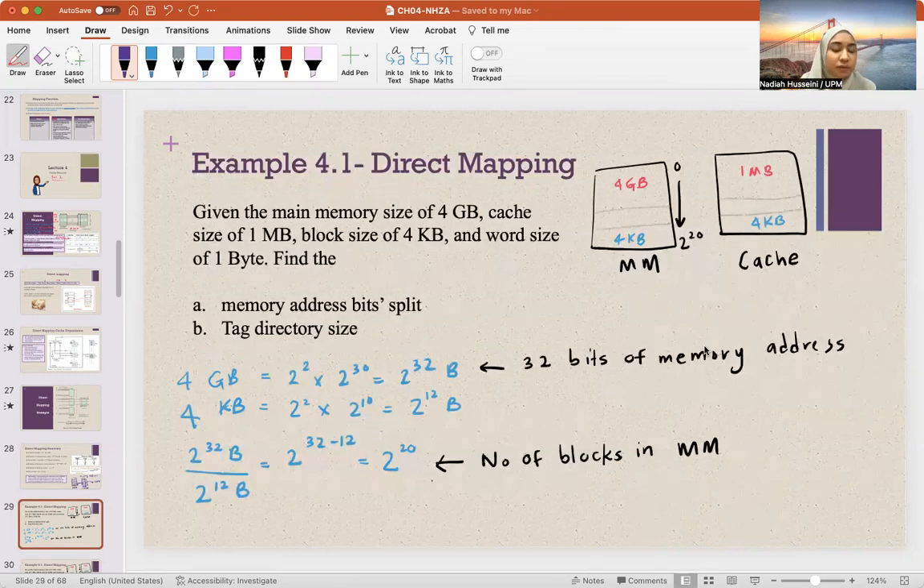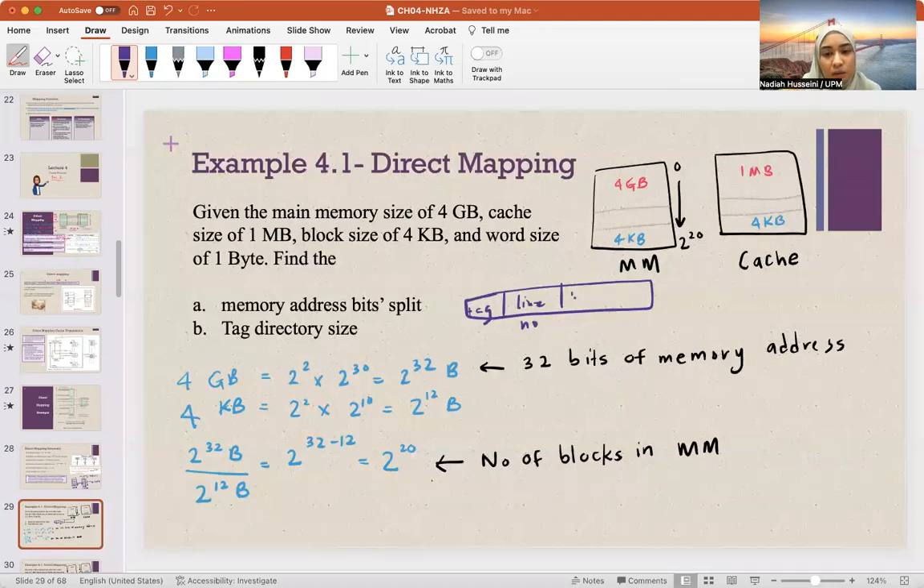So back to this example, we know that for direct mapping, the format should be tag, and then the line number, and we also have the data associated with this, which is also called the block offset, or we can also call this the line offset.